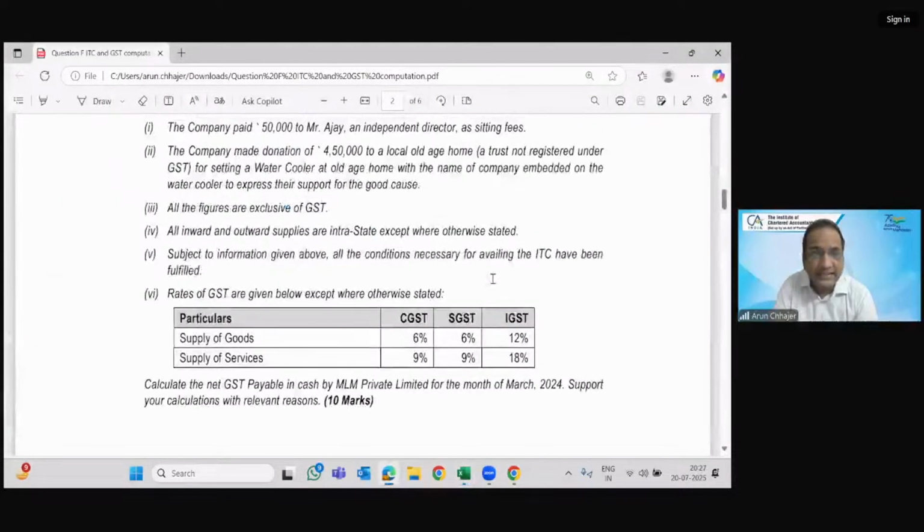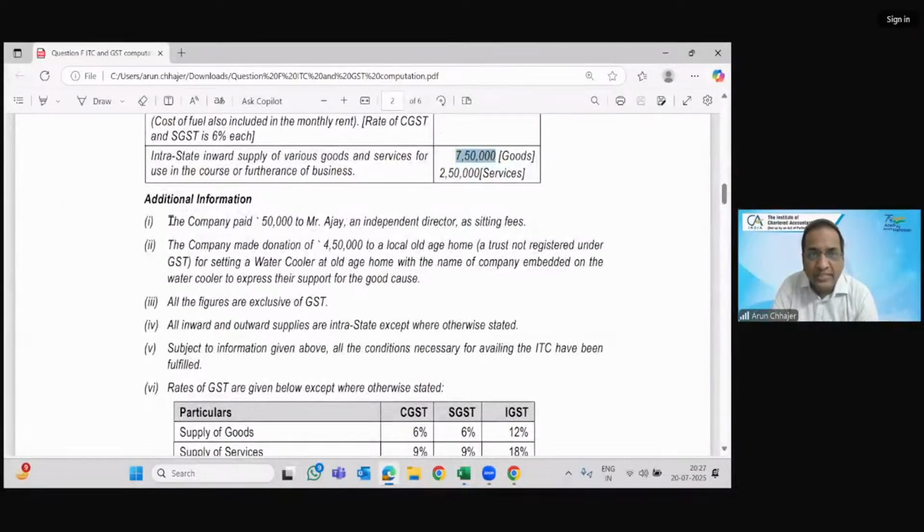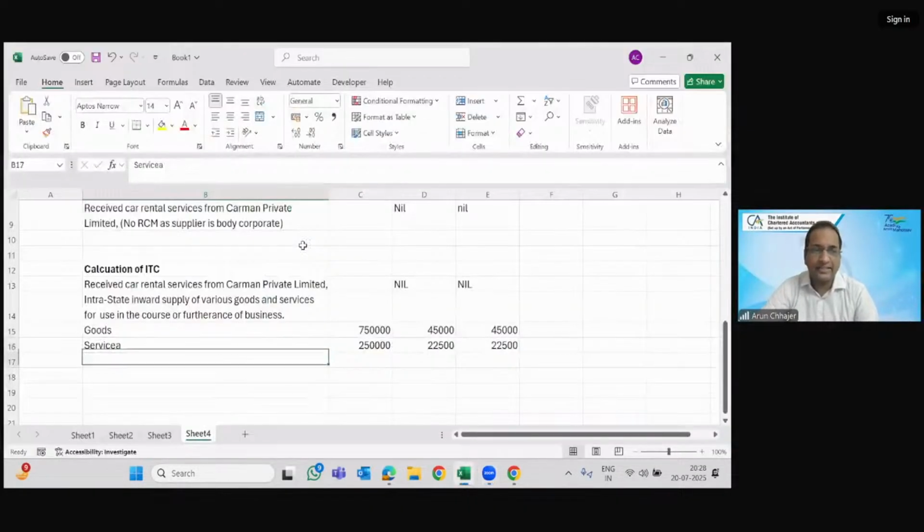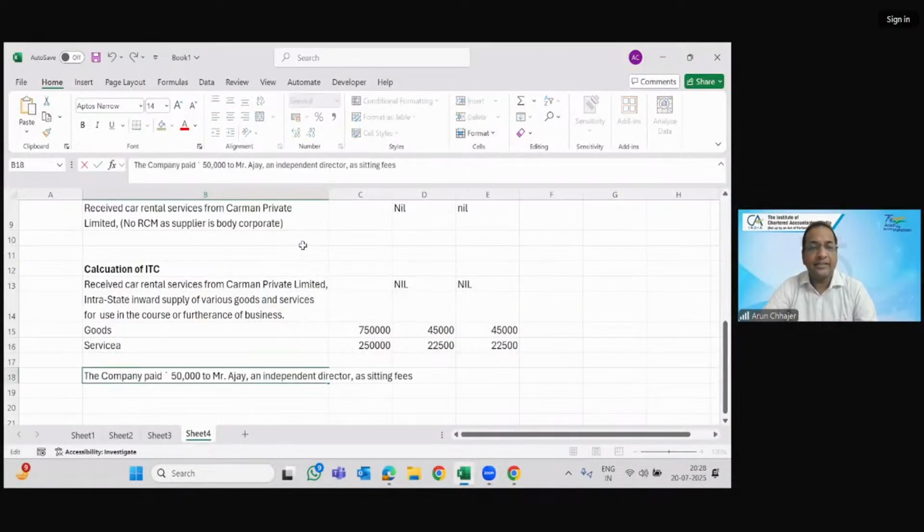Now the next part is that the company paid Mr. Ajay, independent director, sitting fees. What would be your answer? What will you say? It will be under RCM because he is an independent director. They are paying the sitting fees, so it will be taxable under RCM.